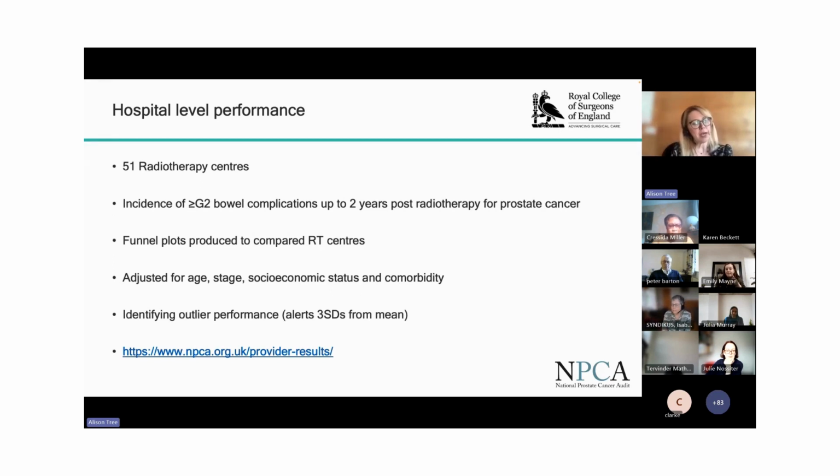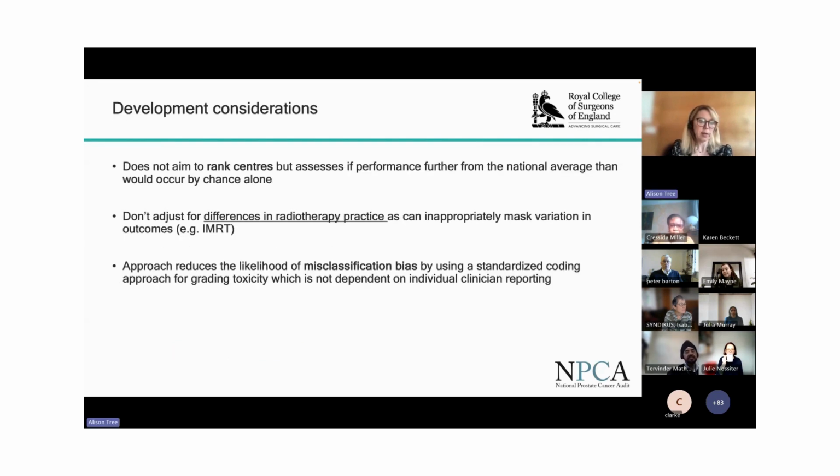These are adjusted for age, stage, socioeconomic status and comorbidity, and it's really to flag up if there are any centres that are outliers. It's not to directly compare centres, it's just to alert if one centre has a very unusual level of side effects, and that might be for many reasons. So as I say, this is not with the intention of ranking centres, but just to flag if there is one centre whose performance is further from the average than you would expect to occur just by chance. It doesn't adjust for differences in radiotherapy practice, as that might bias the analysis.